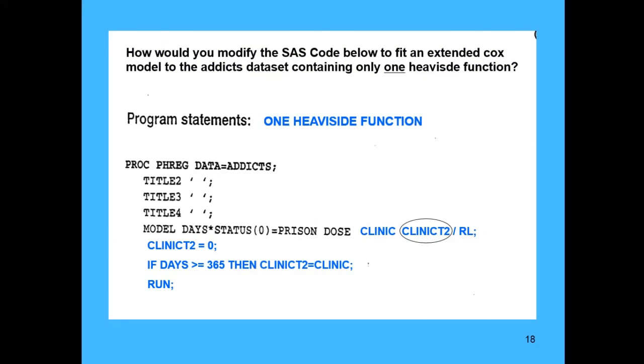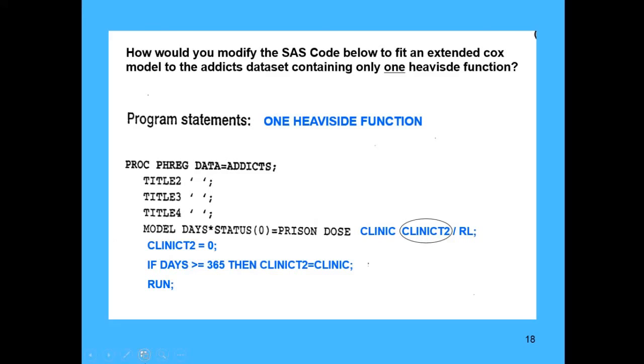How would you modify the SAS code below to fit an extended Cox model to the Addicts dataset containing only one Heaviside function? Well, you'd have prison, dose, and you remember in the first model I had clinic by itself, and then I had only one time-dependent variable, clinic times some function of time. And I don't know if you remember, but the second G2 of T was the original G of T. So that's why clinic T2, defined this way, is what you put in this model.